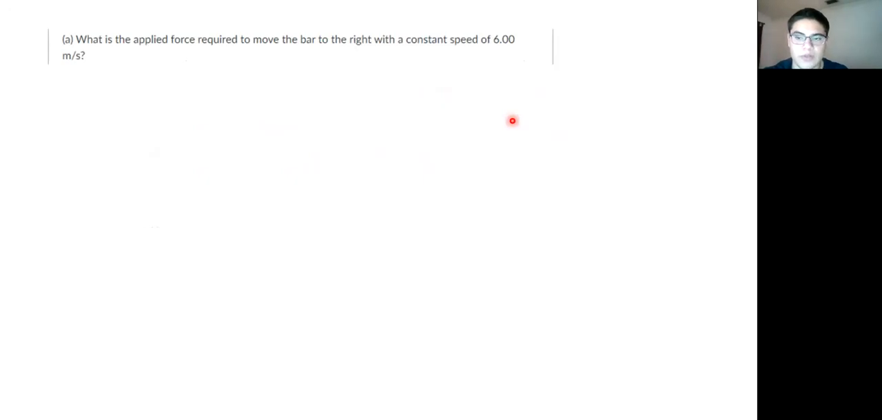So this question has two parts. We're going to answer the first one, the applied force required to move the bar to the right with a constant speed of 6 meters per second. So if we have this bar moving to the right through a magnetic field, we're going to be creating what's called motional EMF. It's going to develop an induced EMF on the bar, and that is represented by B, the magnetic field, L, the length of the rod, and V, the velocity of that rod.